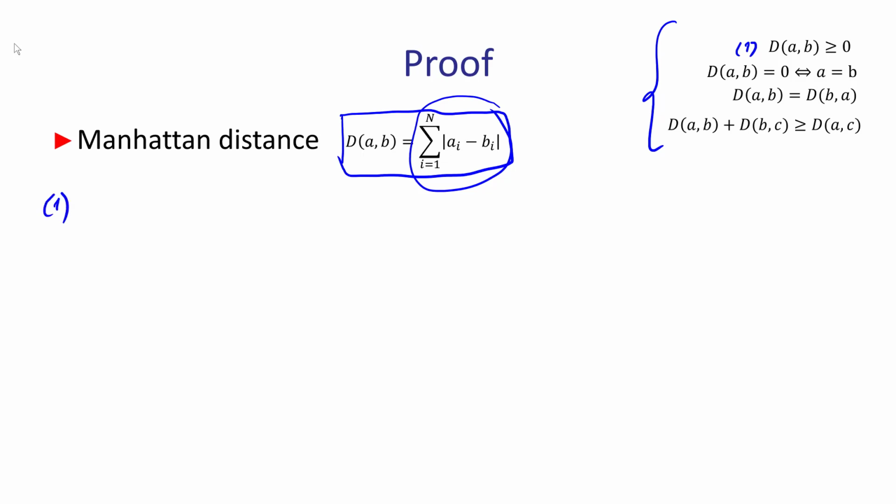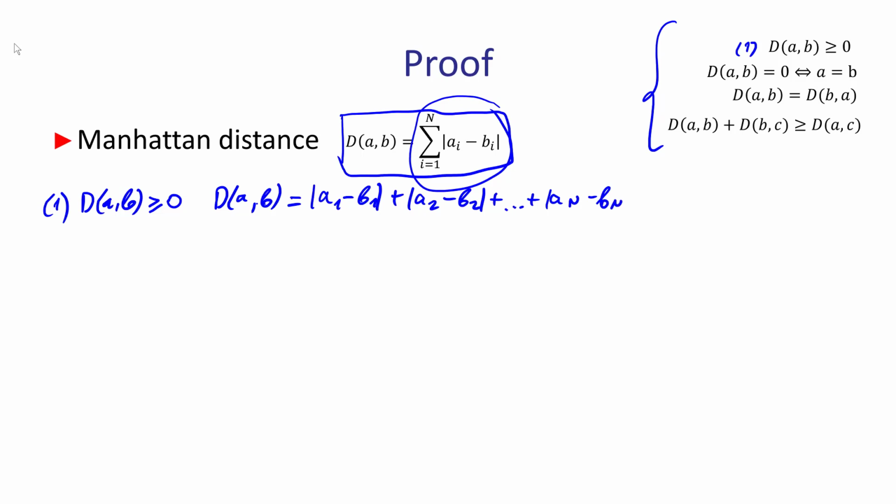So the first will tell us that D(A,B) is always larger or equal to 0. So our distance as defined equals the following. This is |A1 minus B1| plus |A2 minus B2| plus, and so on, plus |AN minus BN|.